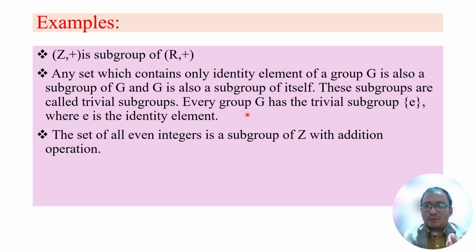So every group G has the trivial subgroup, the set containing e, where e is the identity element. While doing an operation with the identity element in a group, it never makes any change to the other elements in the output. The set of all even integers is a subgroup of Z under addition, which is another example of a subgroup.